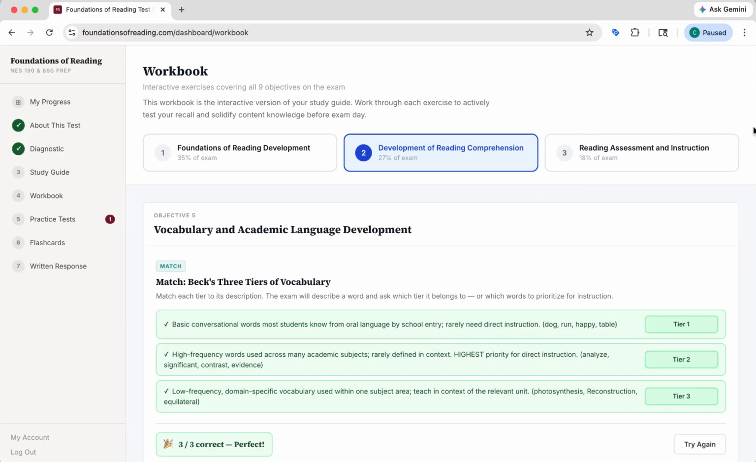Next lesson, we will be looking at Chapter 3, all about reading, assessment, and instruction.